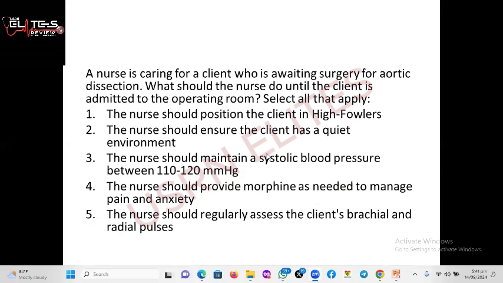So we have a question. A nurse is caring for a client who is awaiting surgery for aortic dissection. What should the nurse do until the client is admitted to the operating room? We have SATA. The nurse should position the client in a high Fowler's. The nurse should ensure the client has a quiet environment. The nurse should maintain a systolic pressure between 110 to 120. Then we have, the nurse should provide morphine as needed to manage pain and anxiety. The nurse should regularly assess the client's brachial and radial pulses.